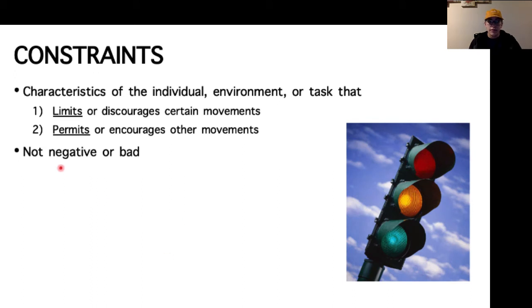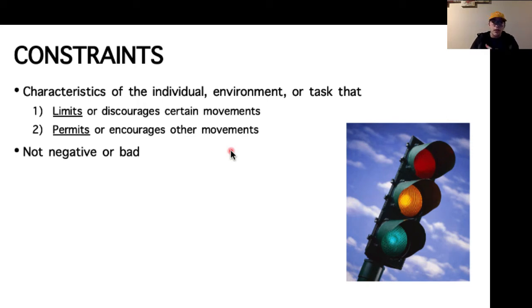So the definition of constraints is characteristics of the individual, environment, or task that limit or discourage certain movements or permit or encourage other movements. Okay, so usually when students see the word constraint, they think of the root constrain. And typically when we use that in our English language, it has more of a negative connotation, like, oh, I'm constraining somebody, or you're preventing them from doing something.